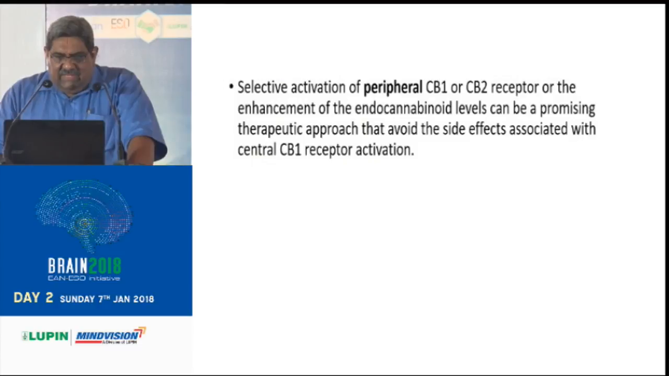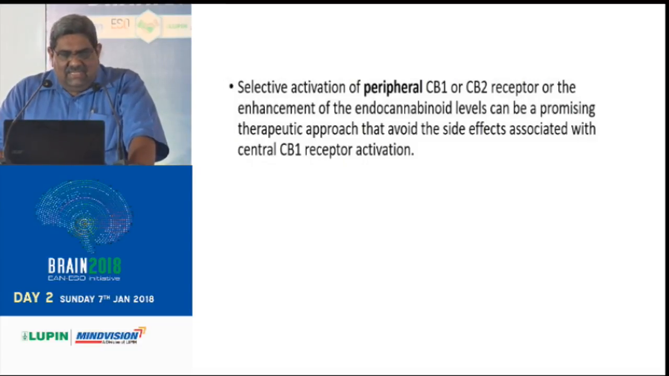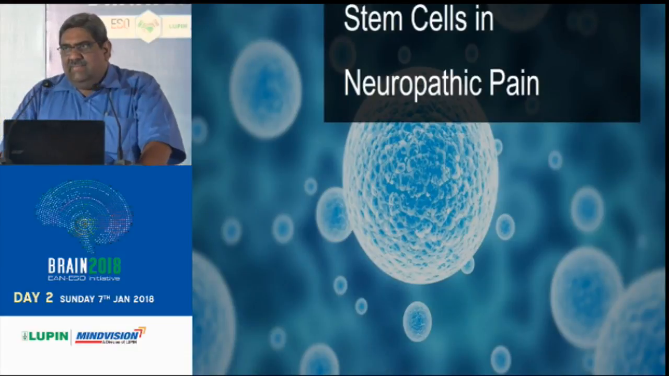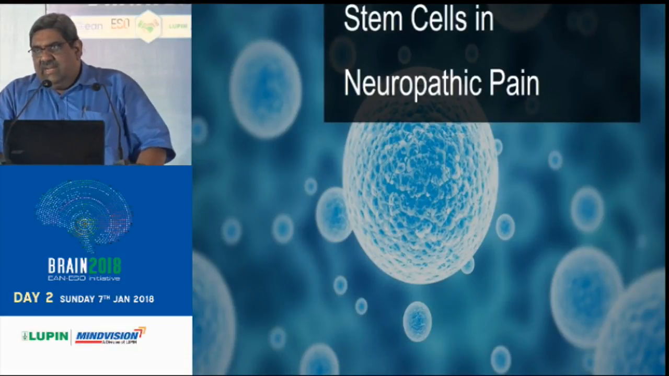So selective activation of CB1 or CB2 receptors and enhancement of endocannabinoid levels can be a promising therapeutic approach that avoids the side effects associated with central CB1 receptor activation. I would vote for CB2 receptor activation over CB1, because CB1 has a lot of central side effects, as it is closer to the brainstem, the periaqueductal gray and the rostral ventral medulla. Vomiting and other side effects are likely to be higher.